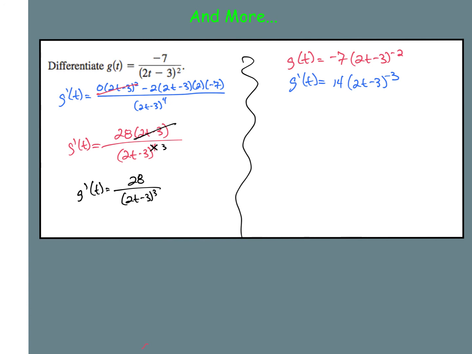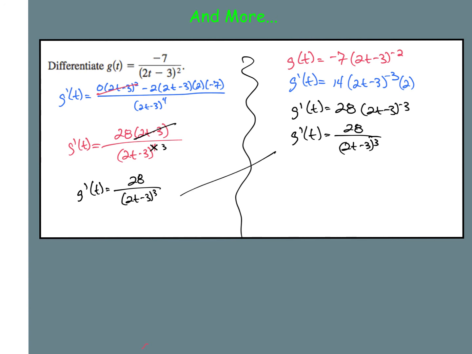And then I'm done. No, I forgot the chain rule again. What needs to pop out? 2. All right. And so what's out front? 28. So now I have g prime of t is equal to 28 times 2t minus 3 to the power of negative 3. But really a negative, where does it go? The basement. So g prime of t is equal to 28 over 2t minus 3 cubed. All right. Pretty good? Did we both get to Tampa?